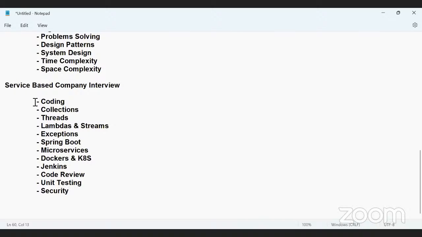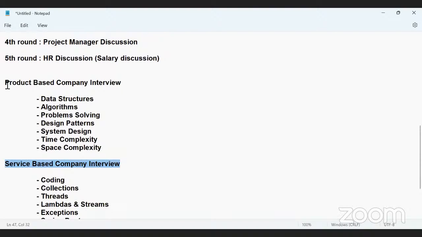So latest trending technologies and trending topics are what they are going to ask in the interview when you attend a service-based company. Okay, guys. Now, when you attend a product-based company interview, they are going to focus on these things. When you go for Facebook, nobody will ask what is Spring Boot or what is microservices. They will ask you these questions: core computer engineering concepts, data structures, algorithms, problem solving, design patterns, system design, time complexity, space complexity. These topics are required for a product-based company interview.